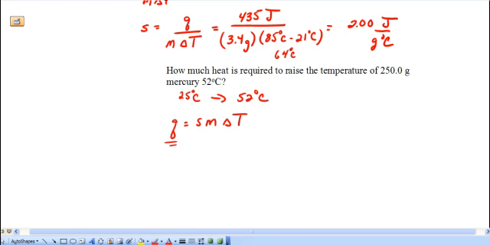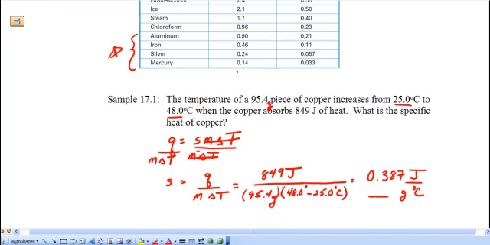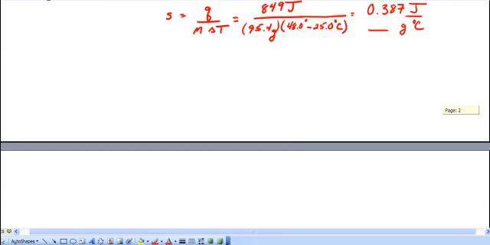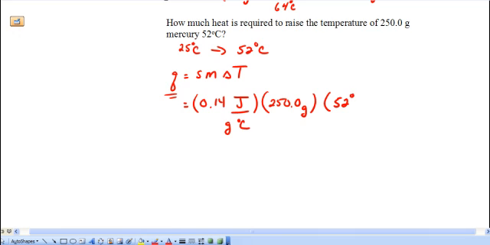The question is looking for heat. It says how much heat is required, so we're looking for that. So now we need to know the specific heat of the mercury. Well, if you scroll up to the table, mercury, which is on the bottom, has a specific heat of 0.14 joules per gram per degree Celsius. So we have 0.14 joules per gram per degree Celsius. The mass is 250 grams. And the change in temperature is going to be the 52 degrees Celsius minus the 25 degrees Celsius.